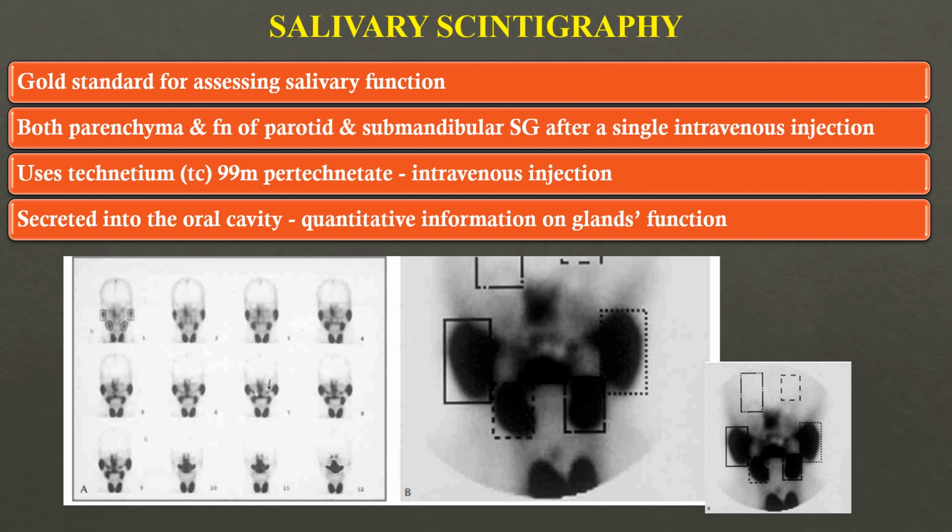Salivary scintigraphy is considered as the gold standard for assessing the salivary gland function. Both the parenchyma as well as the function of the parotid and submandibular salivary glands can be assessed after a single intravenous injection. It uses technetium-99m pertechnetate as its intravenous agent. After injection, the agent gets secreted into the oral cavity, which provides quantitative information on the gland's function. So we can see the parotid, submandibular glands and the thyroid showing the uptake.